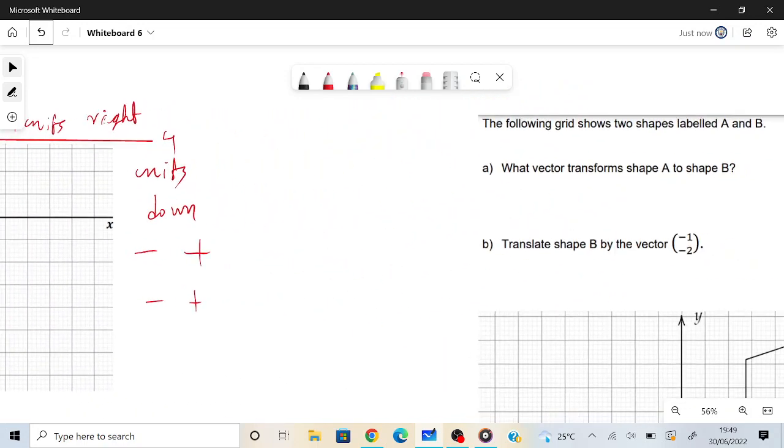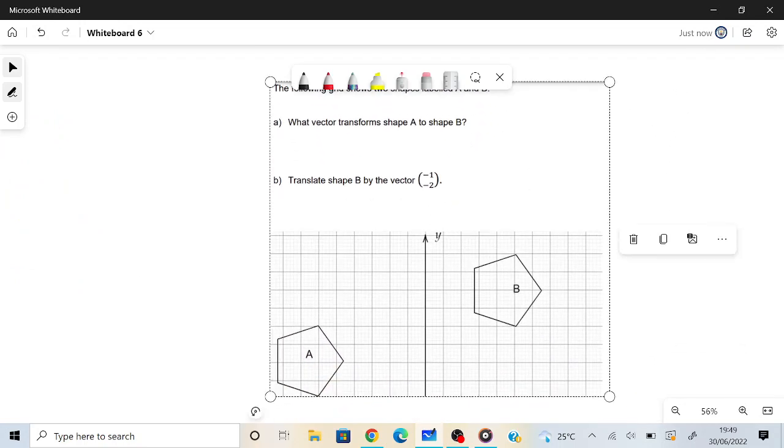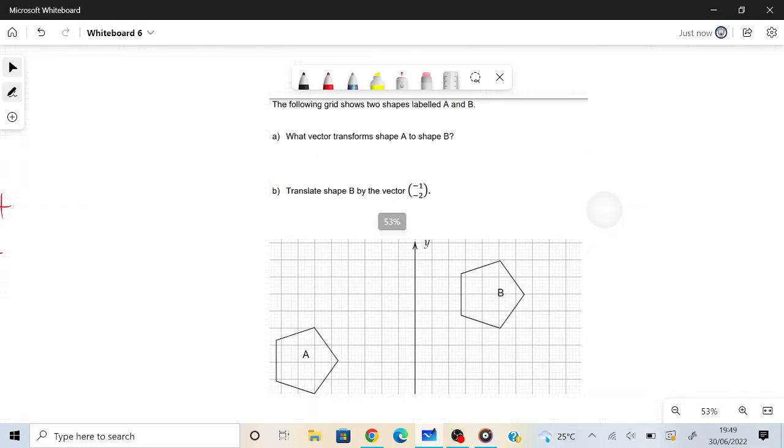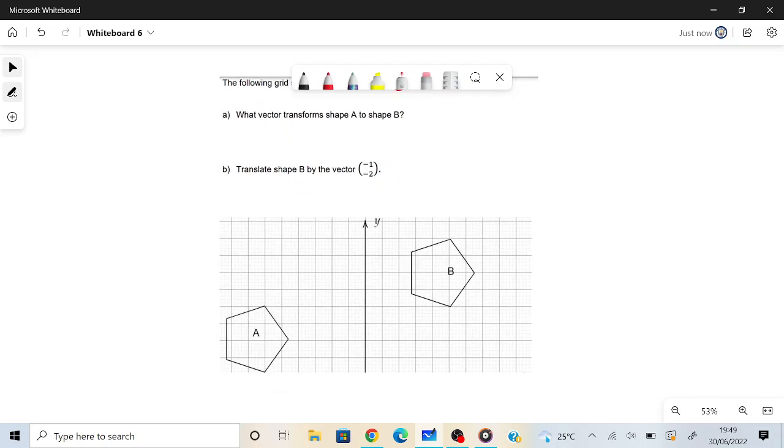On to the next example. So this smaller. Right, so this one tells me the following grid shows two shapes labeled A and B. Okay, good to know. Which vector transforms shape A to shape B? So we need to get the vector which translates A to B.